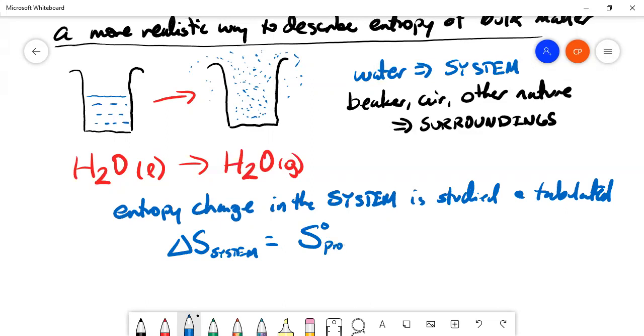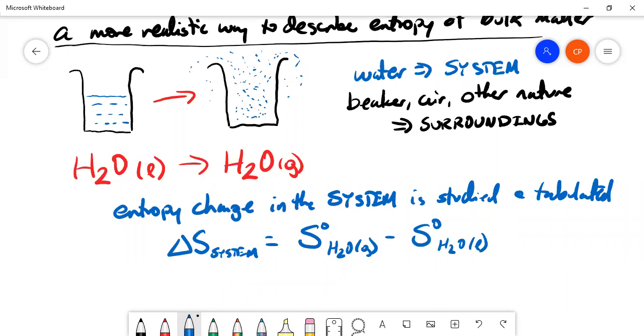The standard entropy of products minus the standard entropy of reactants is the entropy change in the system. That's what Hess's law tells us. Well, hey, in this transition, what are the products? H2O in what phase? In the gas phase. So I can go ahead and replace products here simply with the entropy of H2O in the gas phase. And likewise, I can replace reactants here with H2O in the liquid phase. And it's 1 mole of each.